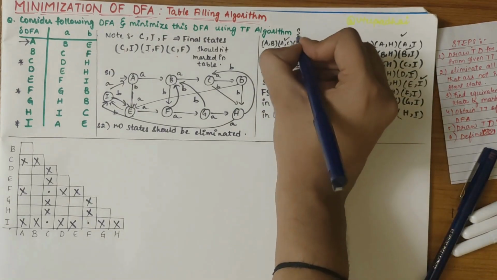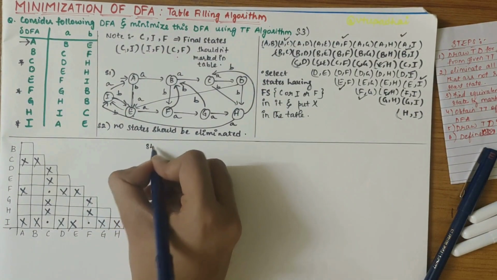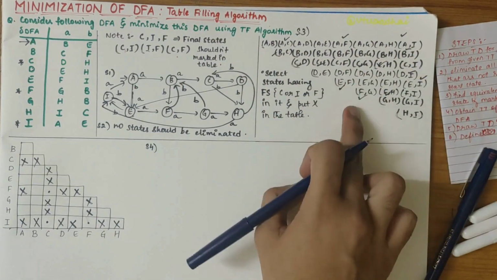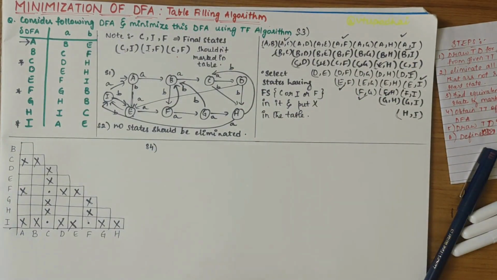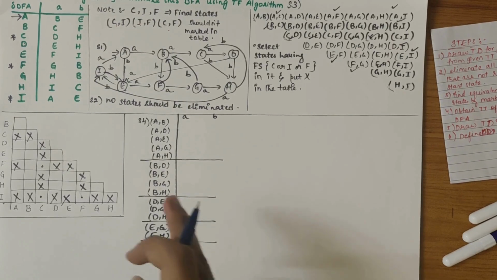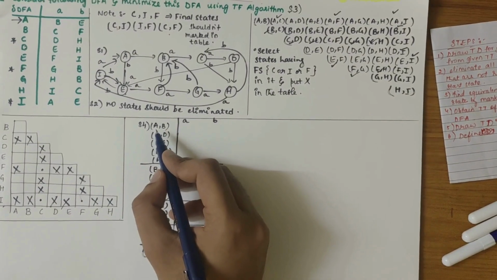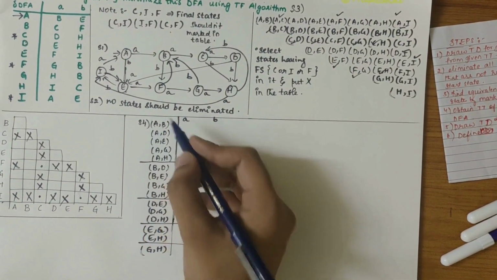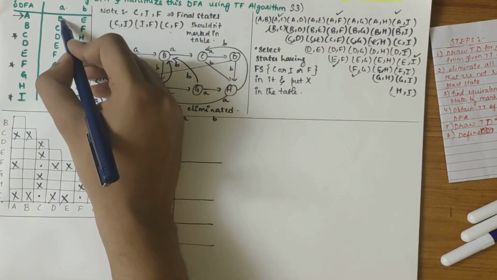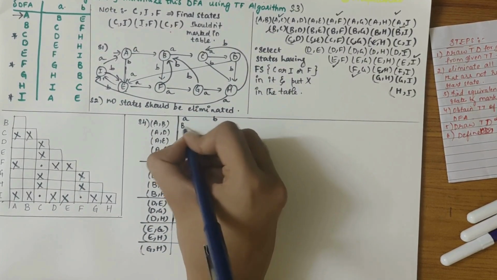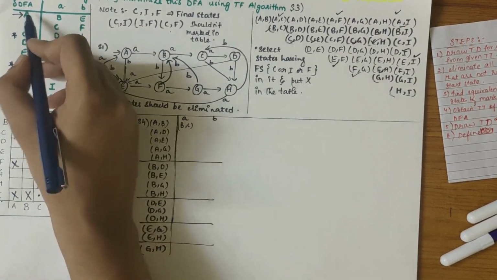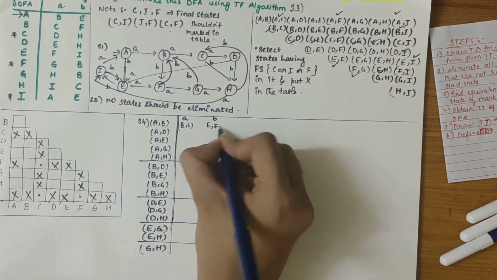Now let's move on to step 4, that is to write down whichever states are not being marked here. Let's write it down in a tabular format with on A, on B, A and B. Now that I've written all the remaining entries, let's compute this. The transition of AB on A gives BC. Similarly, AB on B gives EF.